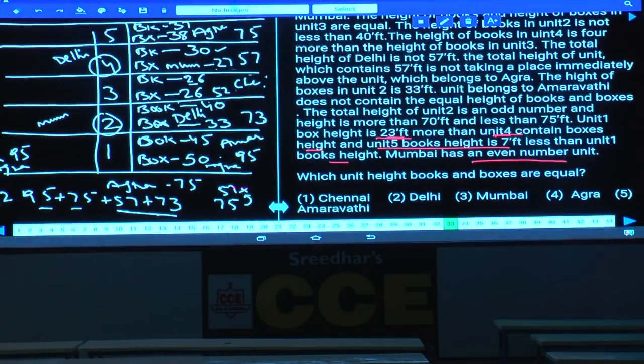And unit 2, books 40, box is 33, 40 plus 33 is 73, and that is to Delhi. And finally the first unit, books 45, box is 50, sum is 95, and it is to Amaravati.